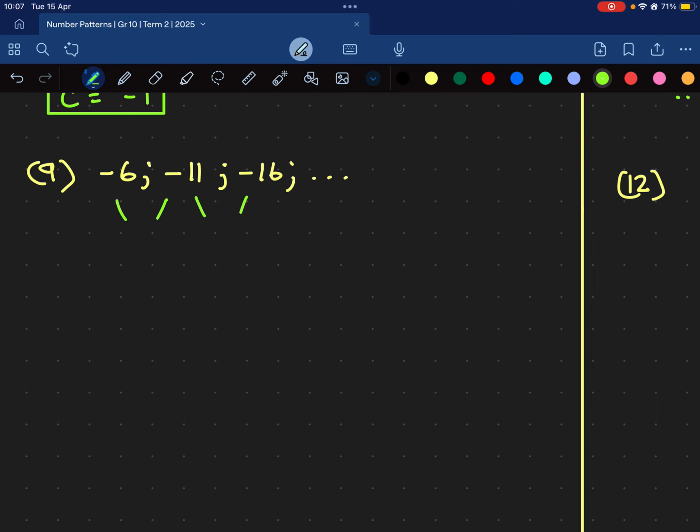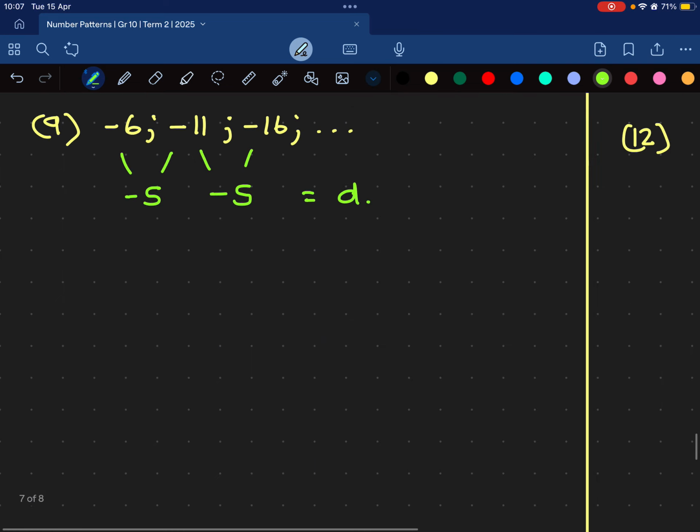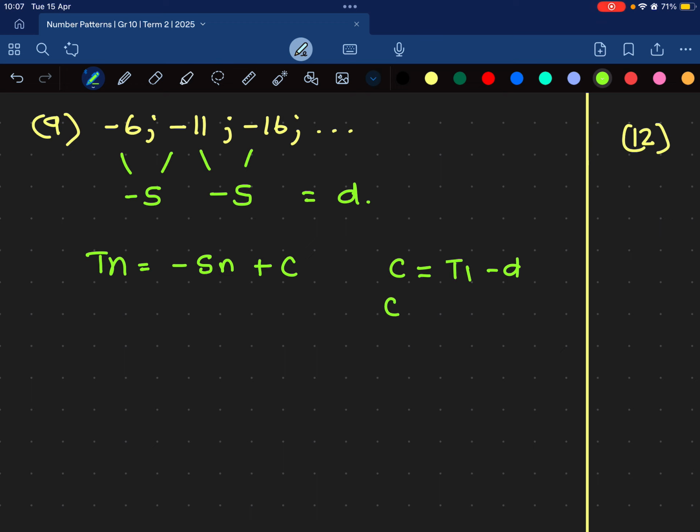Okay, so you should be able to see that the common difference is subtracting by 5. So the common difference is going to be negative 5. So if Tn is equal to negative 5n plus c, you can use either method. I'll just use the one, which is going to be c is equal to negative 6 minus negative 5. So then the c value is just going to be negative 1. So therefore Tn is equal to negative 5n minus 1.